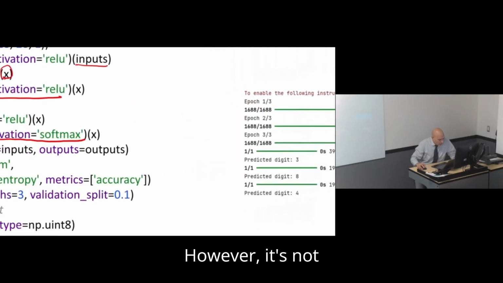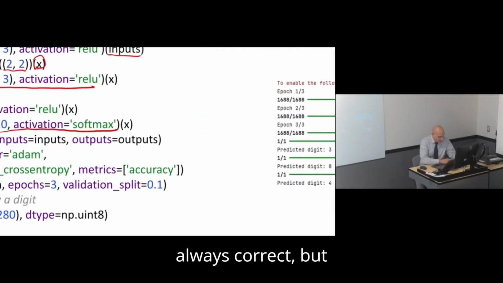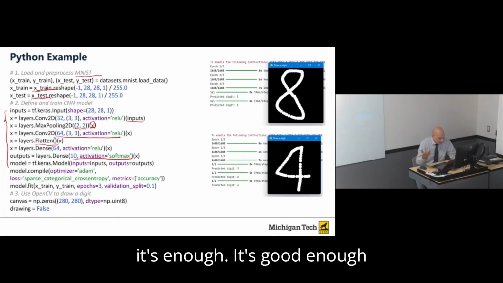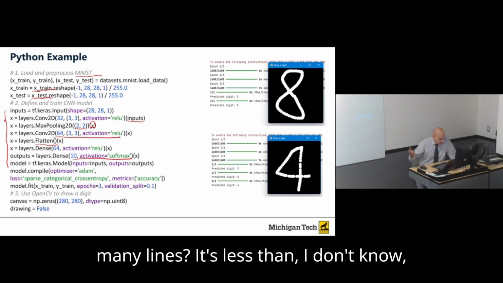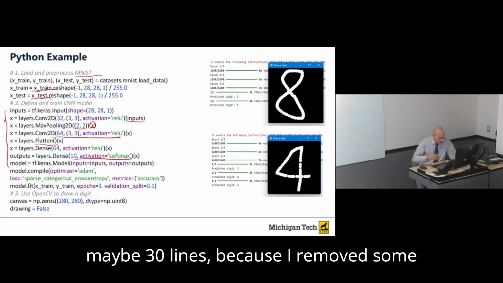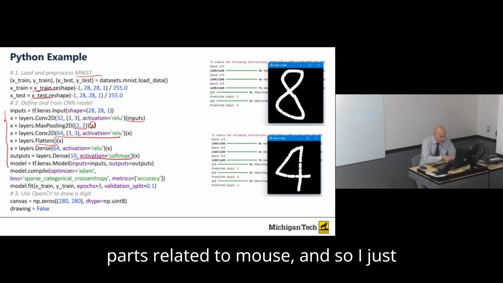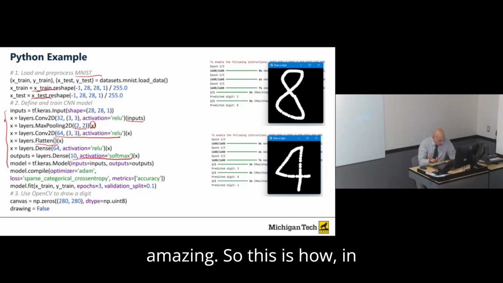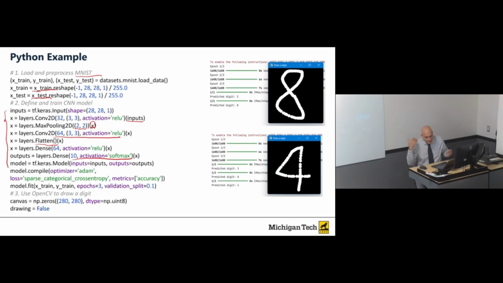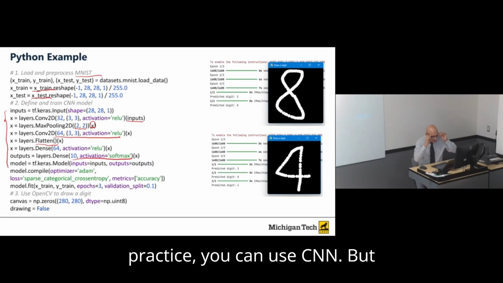However, it's not always correct, but it's good enough to detect that. And how many lines? It's less than, I don't know, maybe 30 lines, because I removed some parts related to the mouse, and so I just show the main part. And it works amazing. So this is how in practice you can use CNN.